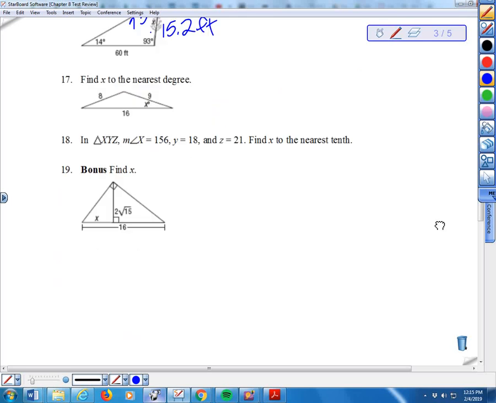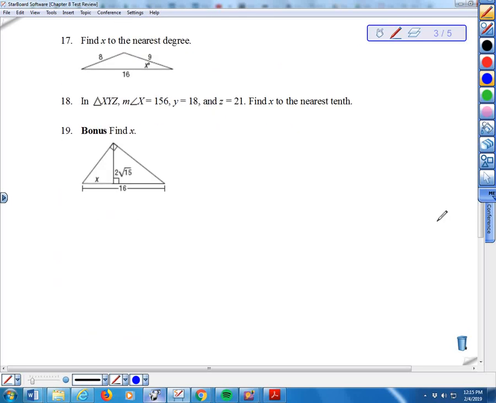Okay, now this is an example of a law of cosines, but how could I have known that? Well, I'm just going to set it up and see what happens. If I want to try law of sines, I would say sine of x over 8 equals sine of, I don't know, another angle, I don't know it, over 9. I have too many unknowns. So this doesn't work. So now I know I'm going to have to use law of cosines.